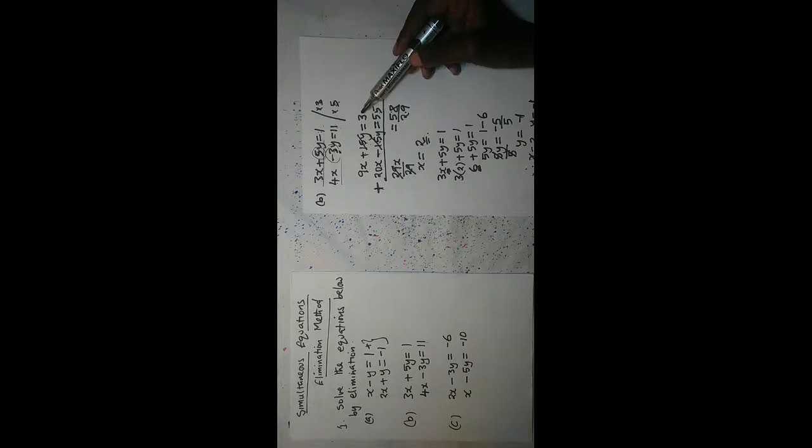And then when we say 9 plus 20, we get 29x there. And then here, since they are the same here, they will cancel out. 15y and 15y will cancel out because they are the same. And then 3 plus 55, you have 58. To get x, divide by 29 both sides.